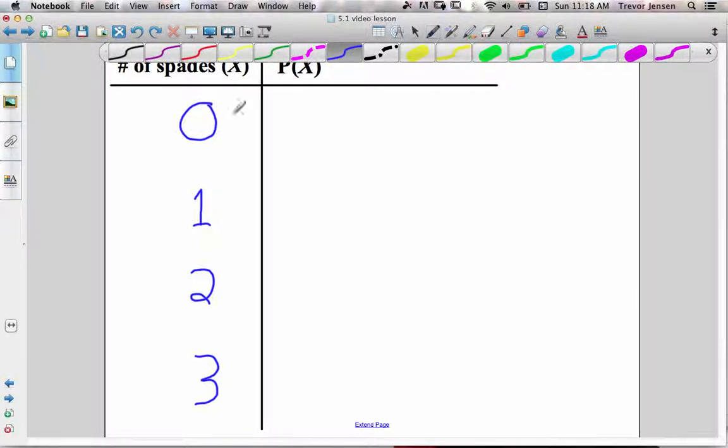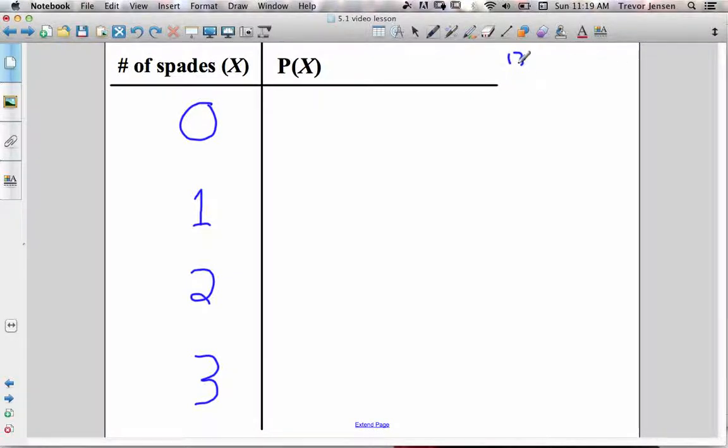If our discrete random variable is the number of spades in our hand, keep in mind there are 13 spades in a deck, and there are 52 cards in total, so that means there are 39 non-spades. It's important to distinguish these two different groups here. 13 spades, 39 non-spades. So if I'm going to have 0 spades in my hand, and keep in mind I'm making a hand of 3, I'm going to have to choose all 3 of my cards from this non-spade group. So how many ways could I choose 3 cards from the 39? How many different groups of 3 could I make?